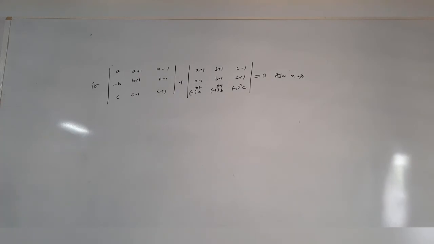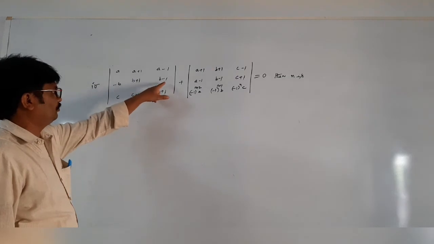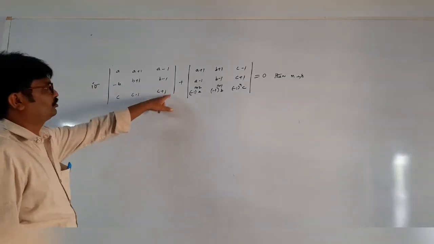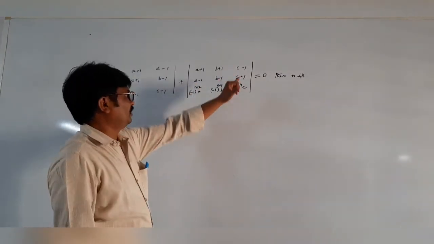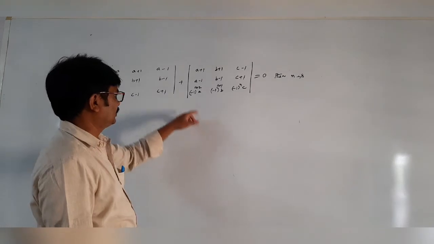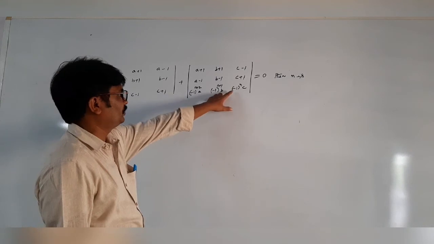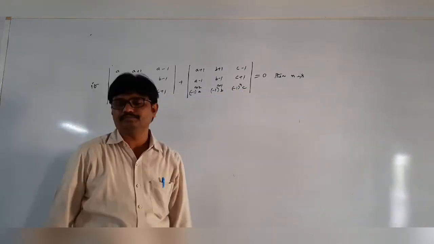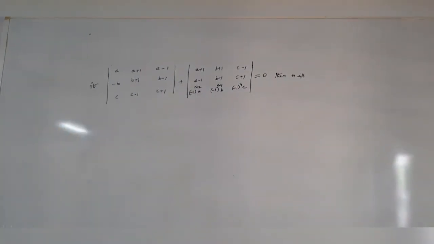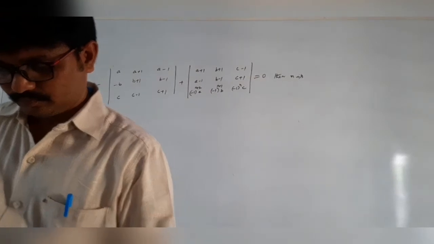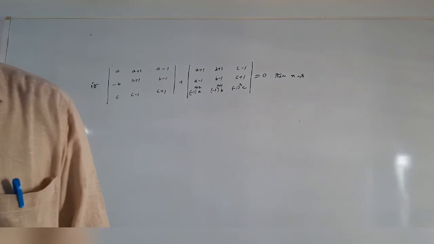Okay, students. So here the determinant has rows a plus 1, a minus 1, minus b plus 1, b minus 1, c minus 1, c plus 1, then a plus 1, b plus 1, c minus 1, then a minus 1, b minus 1, c plus 1, plus the term minus 1 whole power n plus 2 into a, minus 1 whole power n plus 1 into b, minus 1 whole power n into c, equal to 0. Then n is, the options given are even integer, odd integer, an integer, and 0.